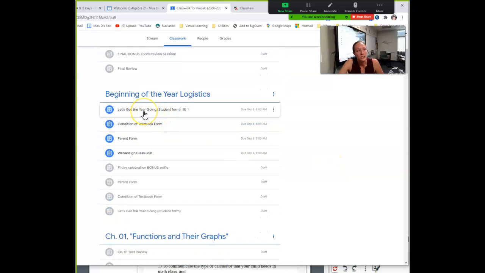But real quick, I do have a few assignments about forms. There are forms for you, and there's one for your parent to fill out. If you just followed the QR code and filled it out, just mark as done. You don't have to fill it out from here. Just fill out the form once. However you get there, they all go to the same place. I made sure of that. So once you do these forms, once your parent does the form, just mark as done and turn in. WebAssign class join, that's just follow the directions and get into WebAssign. Remember, if you didn't get the special white paper from me with the access code, email me, or come to Math Lab, which is every day from 2 to 3:30 during the week.